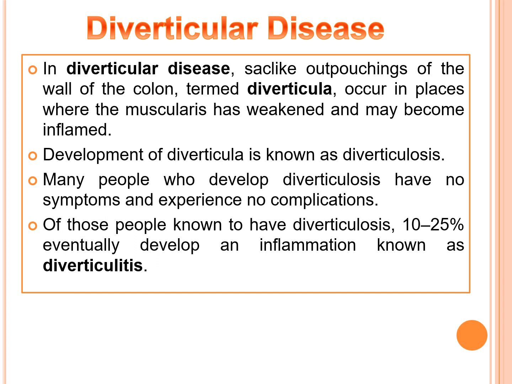Next, coming to diverticular disease. In diverticular disease, sac-like outpouchings of the walls of the colon, termed diverticula, occur in the places where the muscularis has weakened and may become inflamed.